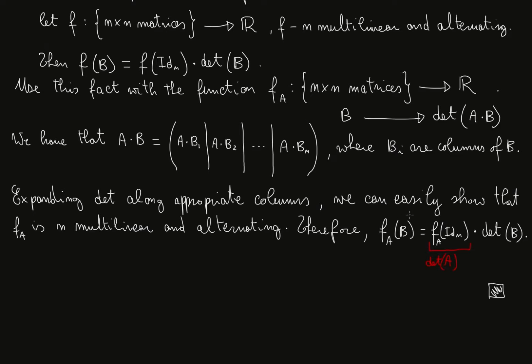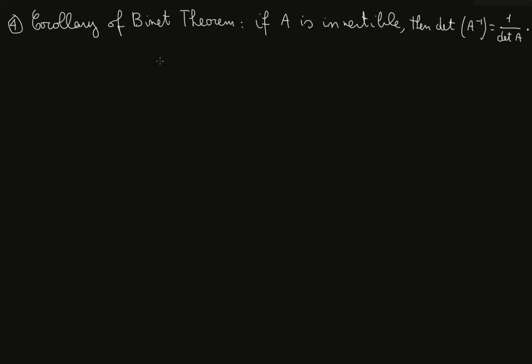And since the real number on the left-hand side, always by definition of f_A, is the determinant of A times B, we have proven our statement, Binet theorem, which stated that the determinant of A times B equals the determinant of A times the determinant of B. A fundamental corollary of the Binet theorem is the following. This is going to be the fourth property of the determinant.